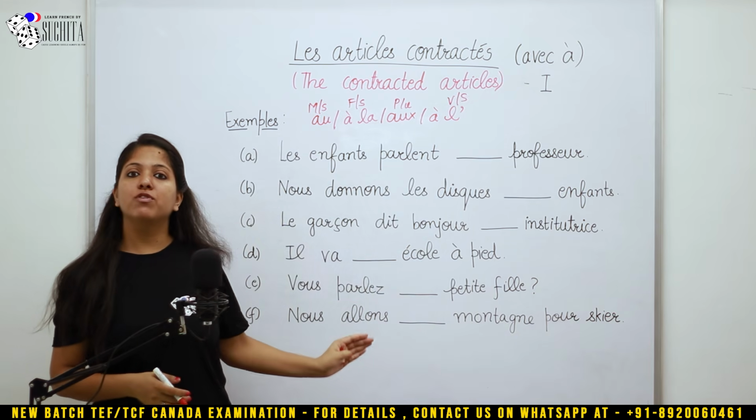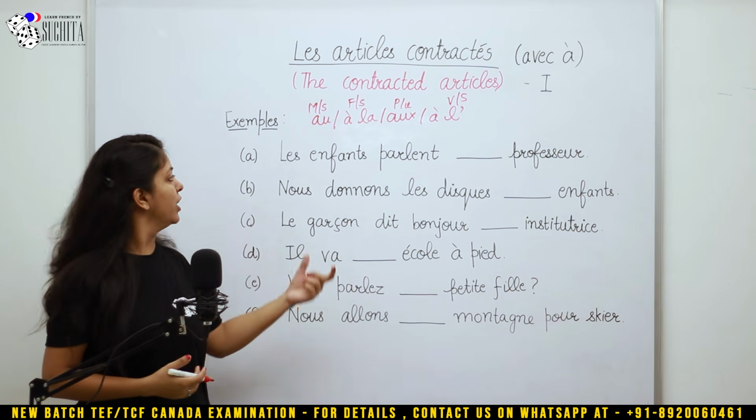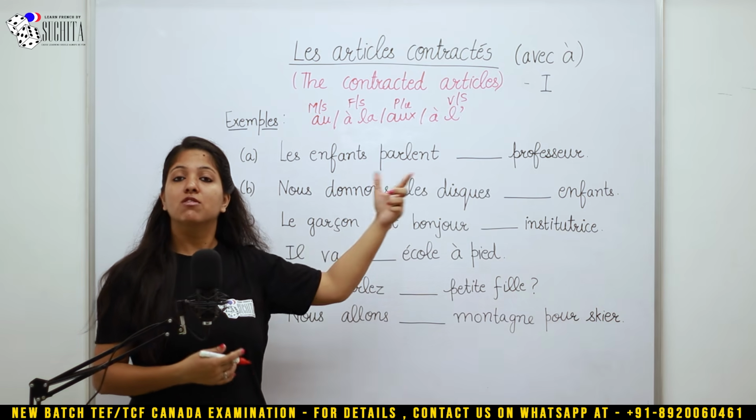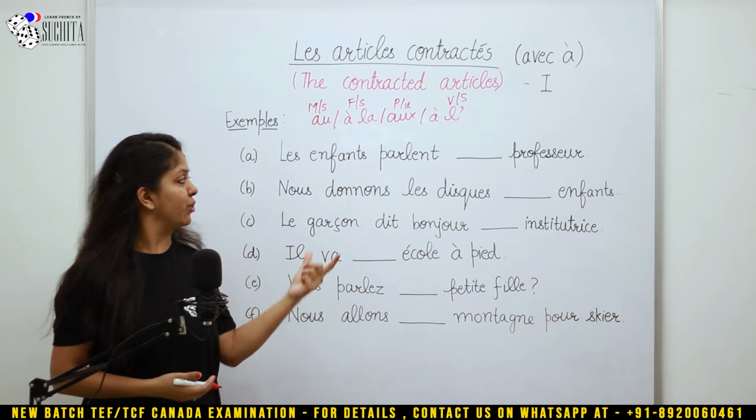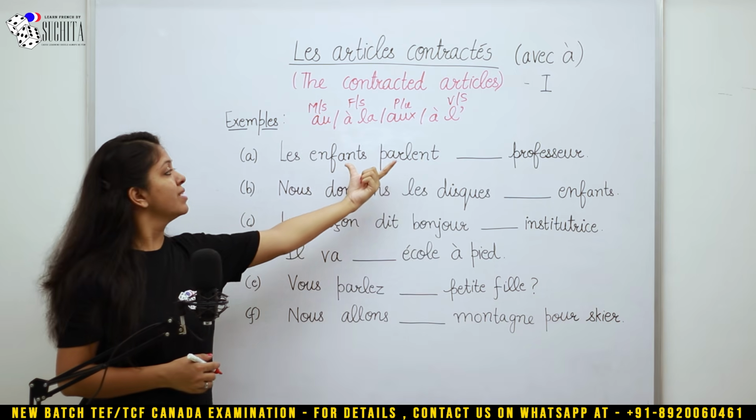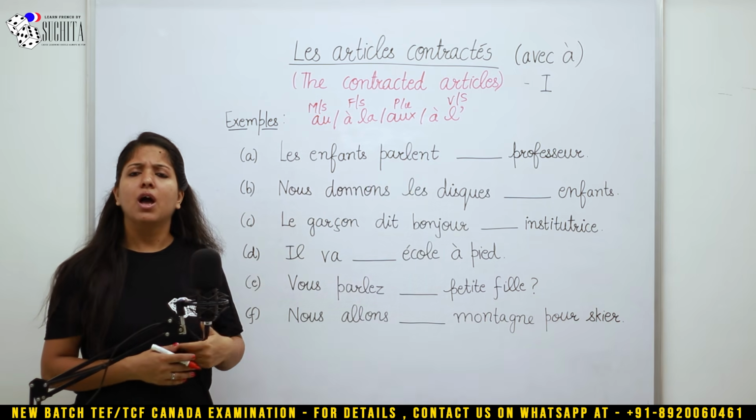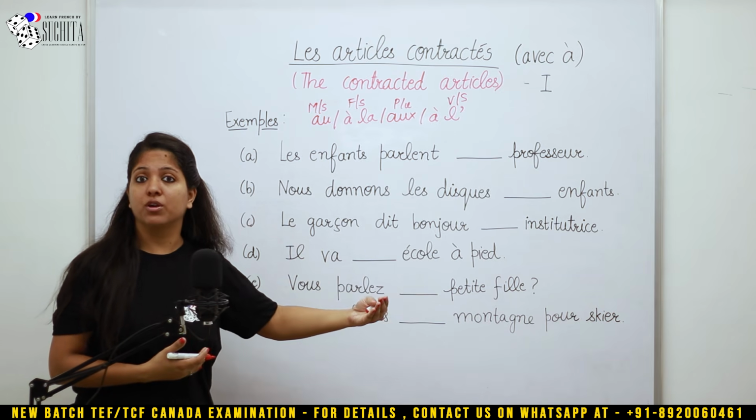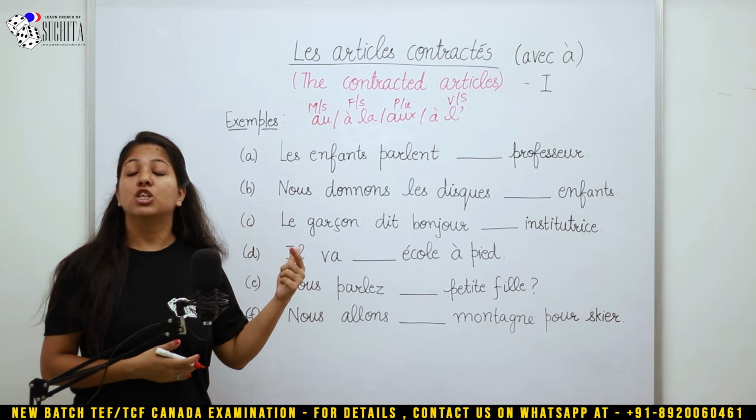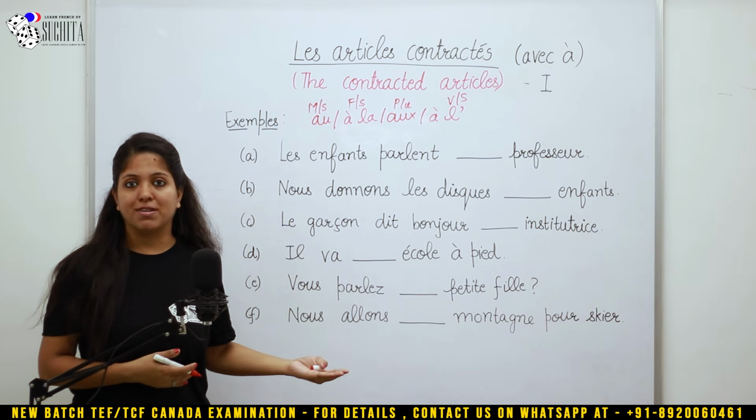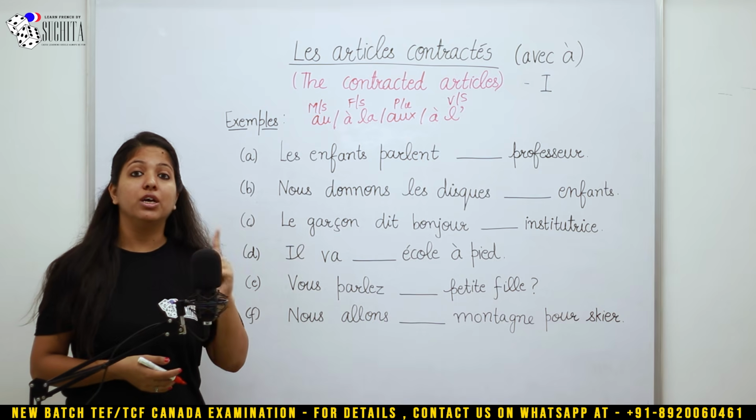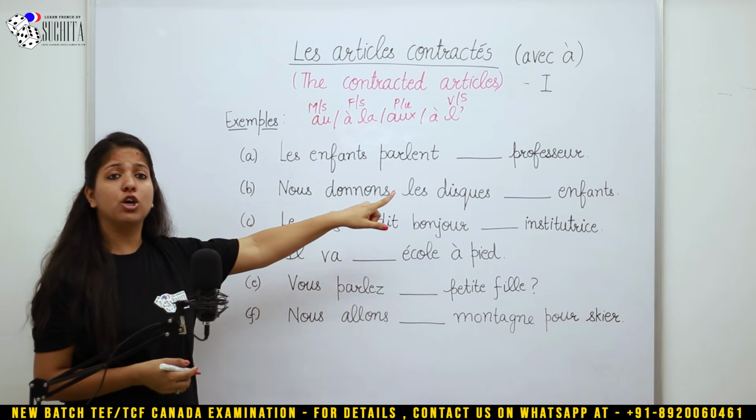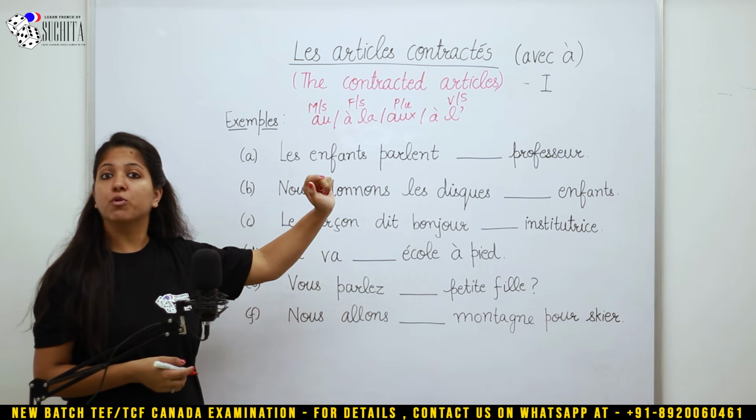Okay? So here we have certain examples. We are going to solve them together. Allez, les enfants parlent dash professeur. So first let's translate into English to understand it better. So the children speak dash professor. How do you translate into English? The children speak to the professor. So the meaning should be absolutely clear. It should be either in the, at the or to the. So here it is perfectly alright. The children speak to the professor.